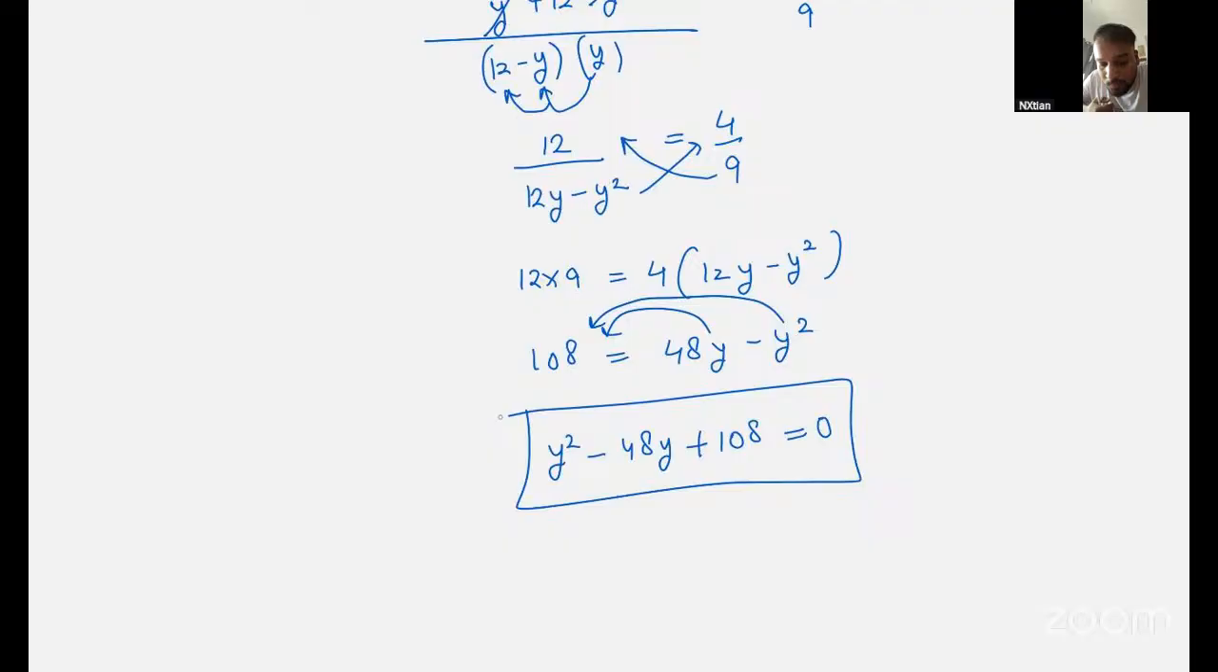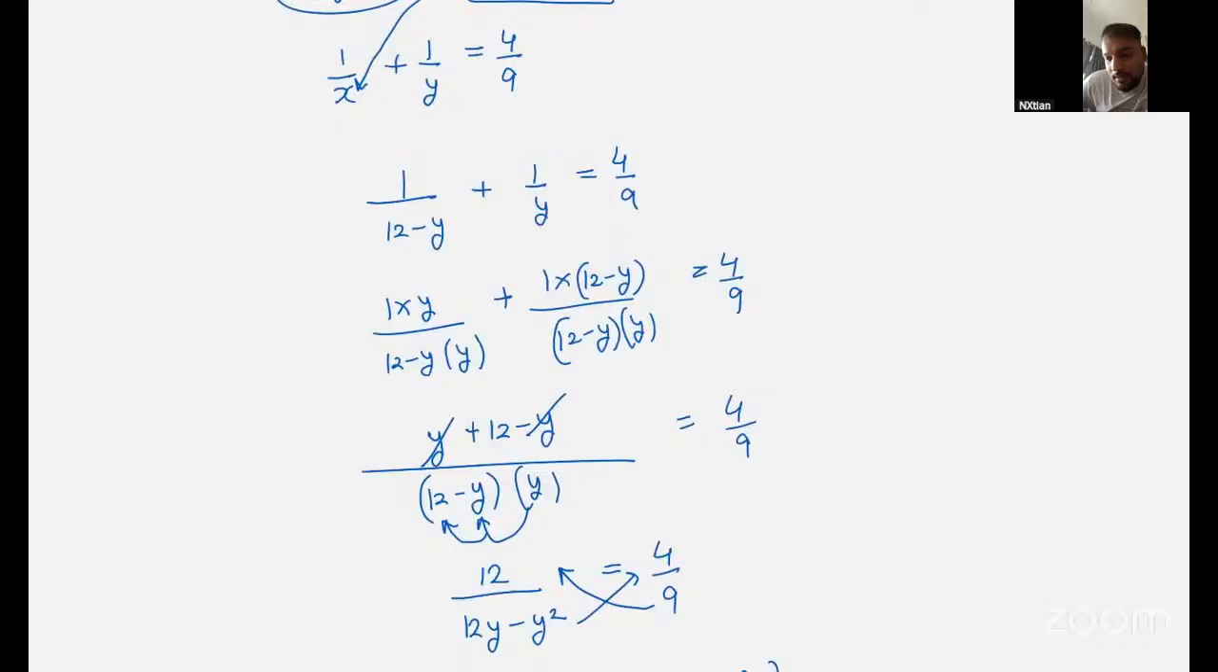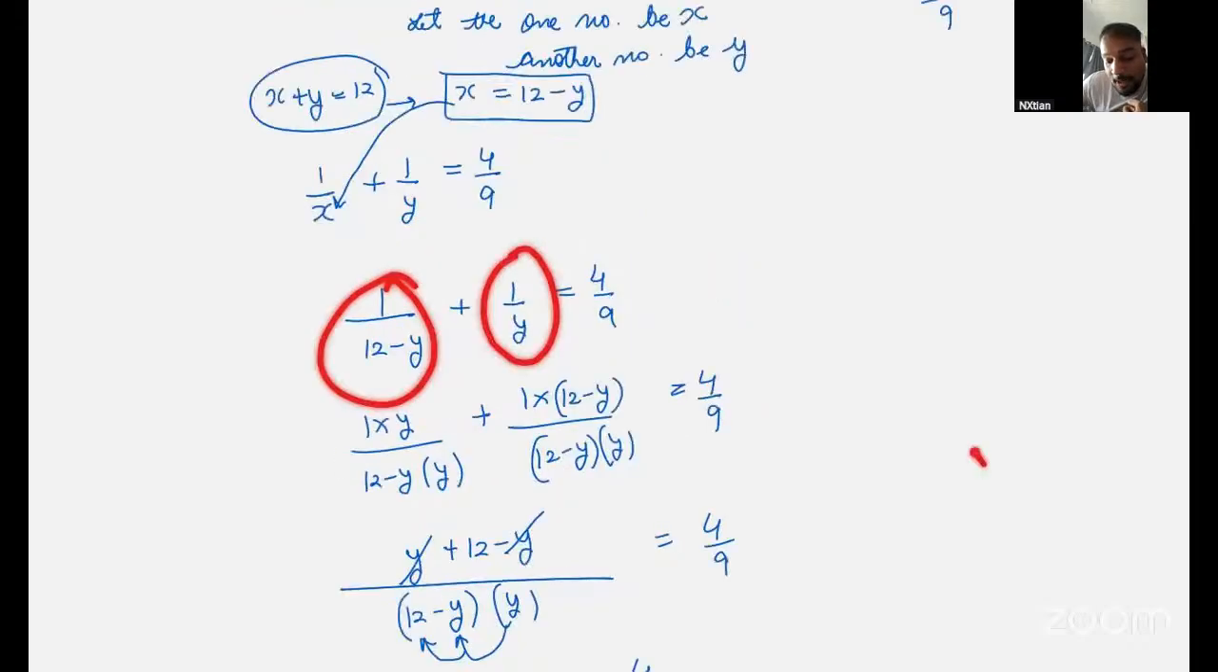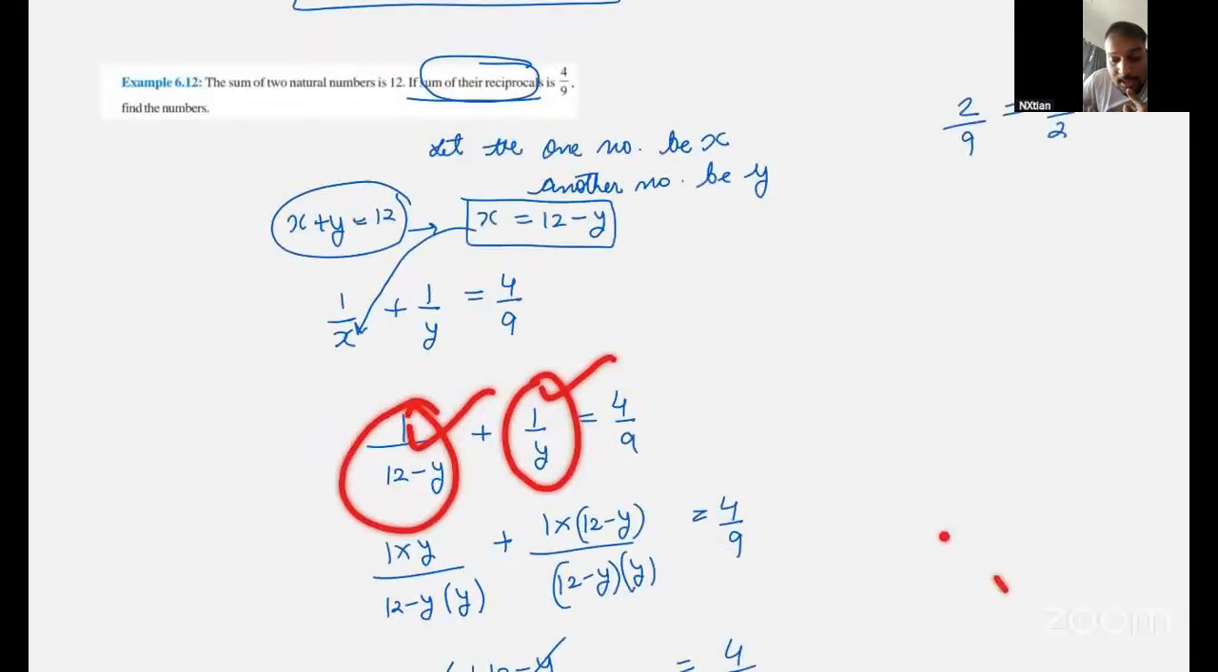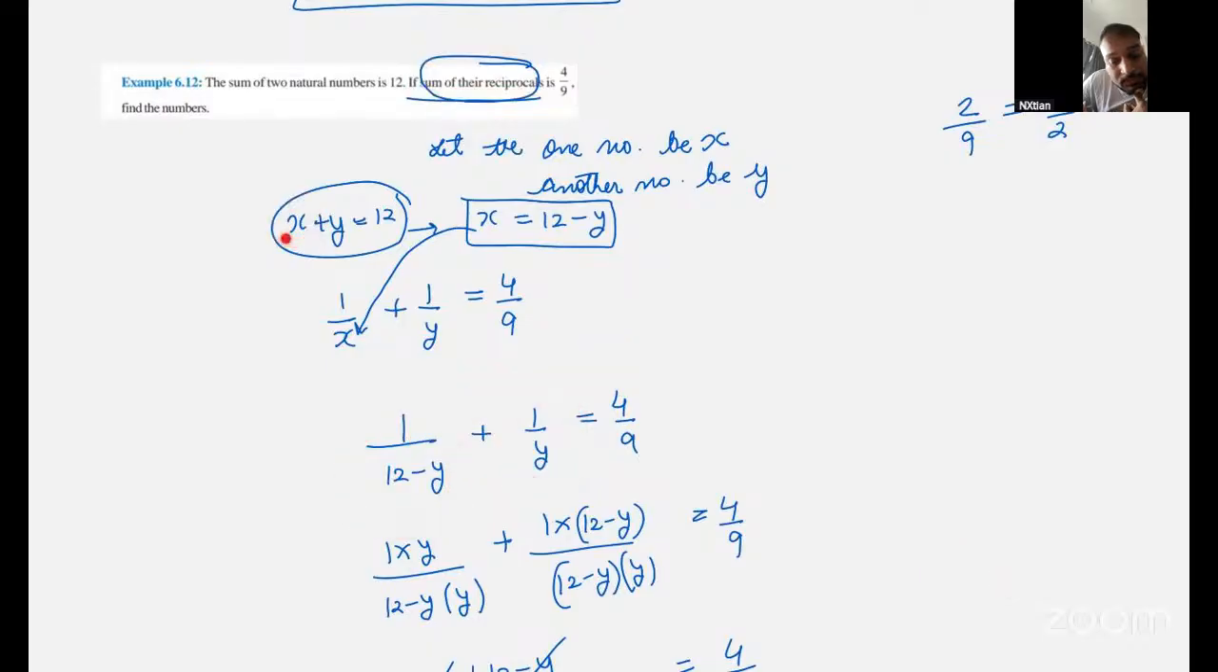Yeah, in the reciprocal part. Which part, beta? This part? Yeah, so you didn't understand how this equation came. So basically the question is saying, if the sum of their reciprocal, what is the reciprocal of x? X means it is written x upon 1. Reciprocal means upside down. The numerator will become denominator, denominator will become numerator. So it will become 1 upon x.